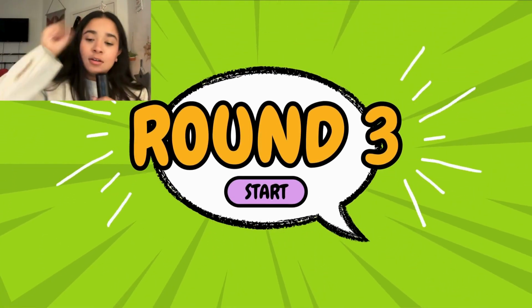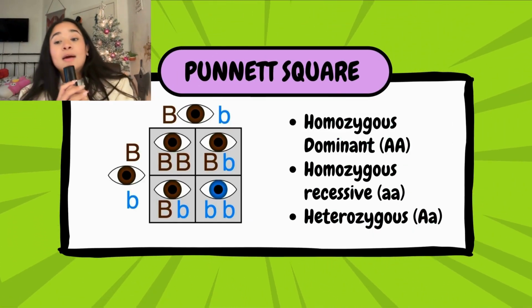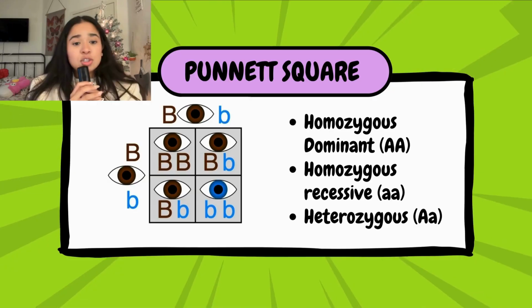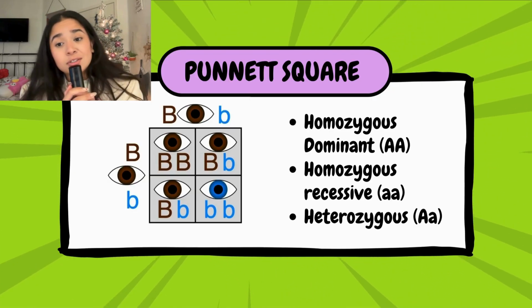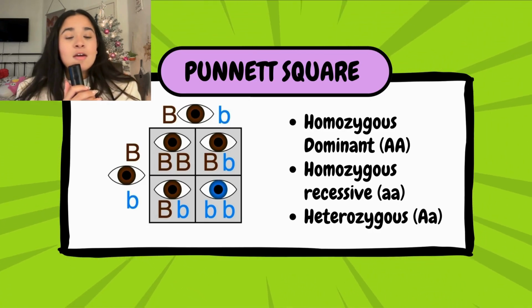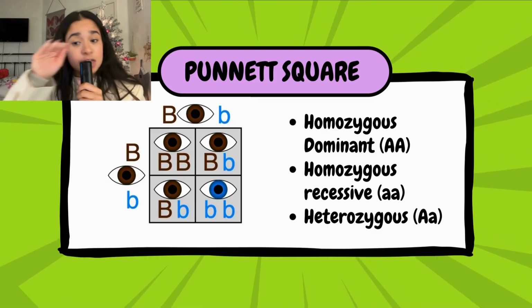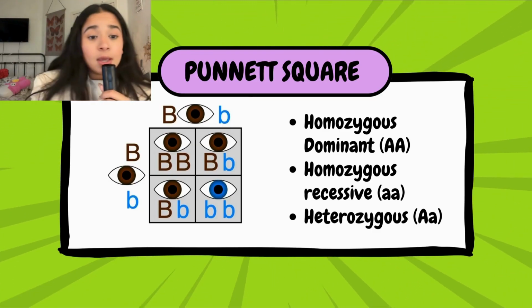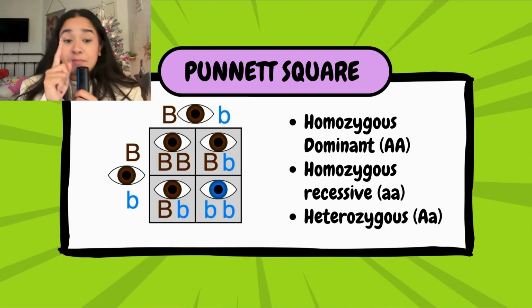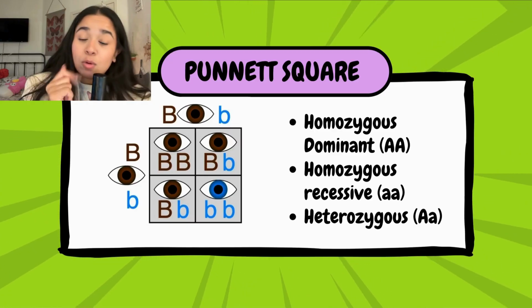Round 3. Let's get it going. Round 3 is a Punnett square. This is the easiest way we can show our genotypes along with our phenotypes, possibly. For example, it's 4 squares. The genotypes from each parent, for example, parent 1 in this instance has 1 big B, 1 little b, along with the other parent has 1 big B, 1 little b.